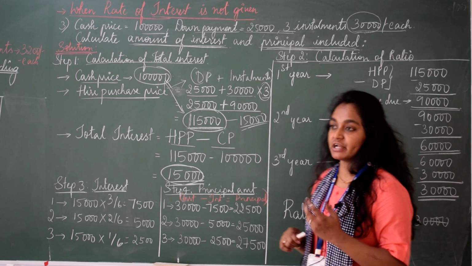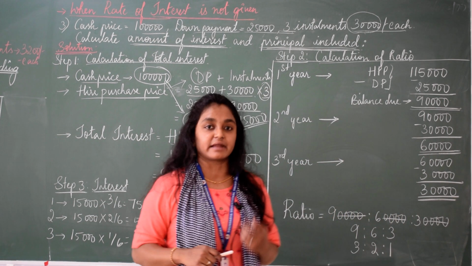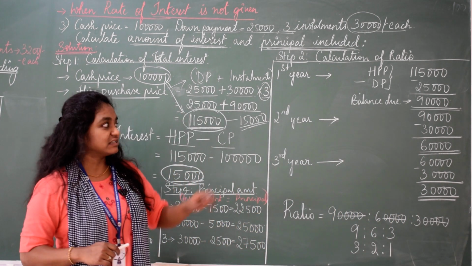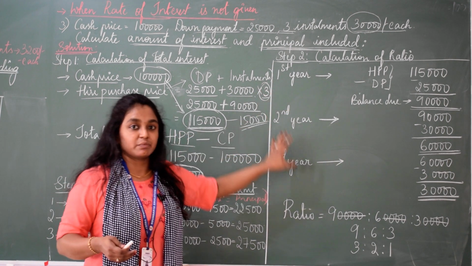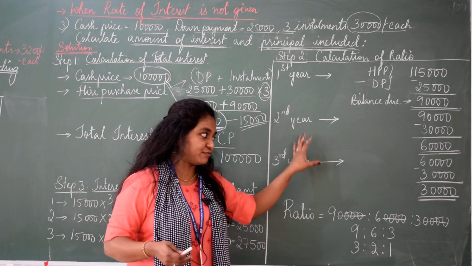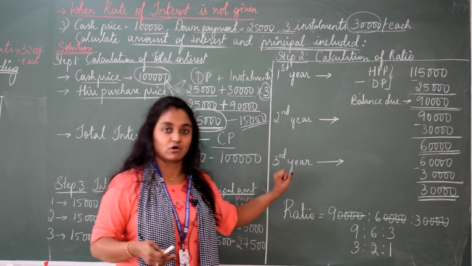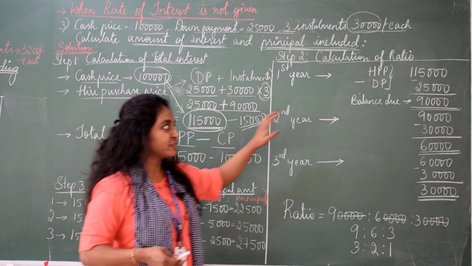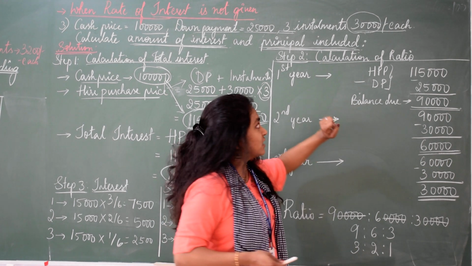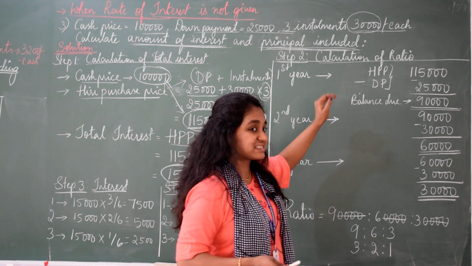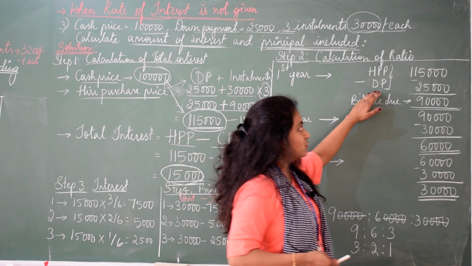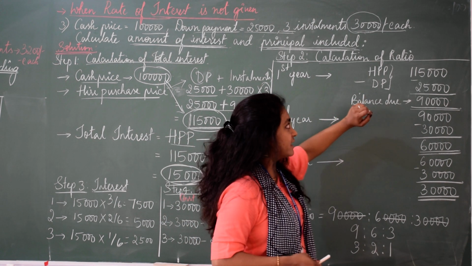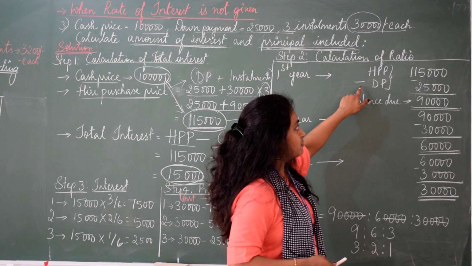In step 2, generally what we do is calculate the ratio. This is where generally we get confused. So please remember this small formula or chart that we follow to find the ratio. This is the step that we follow. First, let's come year-wise in this format. For the first year, the formula that we use to find the balance is hire purchase price minus down payment.